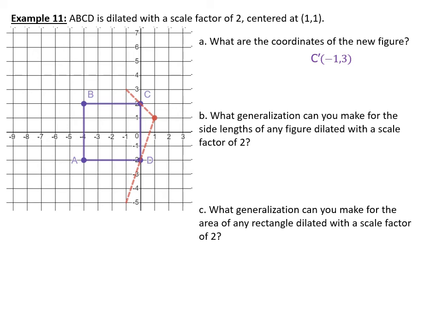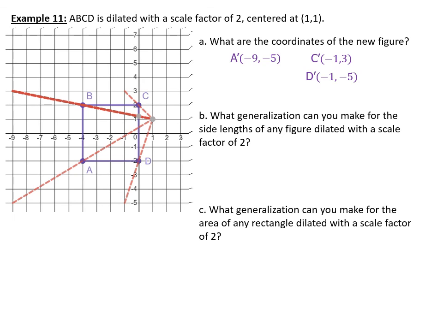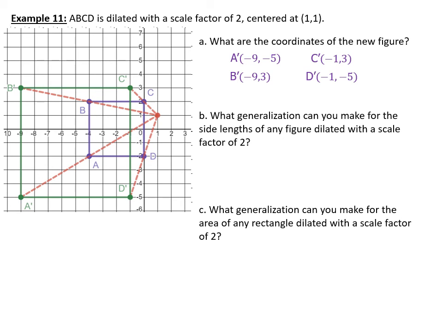Do the same thing for D, and that's down 3 and left 1, and then we follow those directions again, down 3 and left 1, and we get -1, -5. Now we do B, which is down 3 and left 5, and we do those directions again, down 3 and left 5, because that's continuing the scaling twice, and that gets us to -9, -5. Do the same for A, that's going to be up 1 and left 5. We go up 1 and left 5 again, gets us to -9, 3. So there is our new figure.